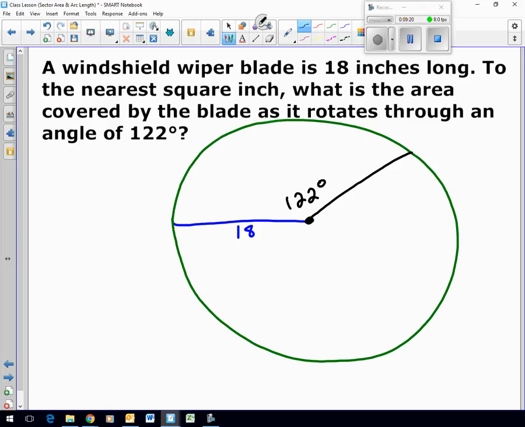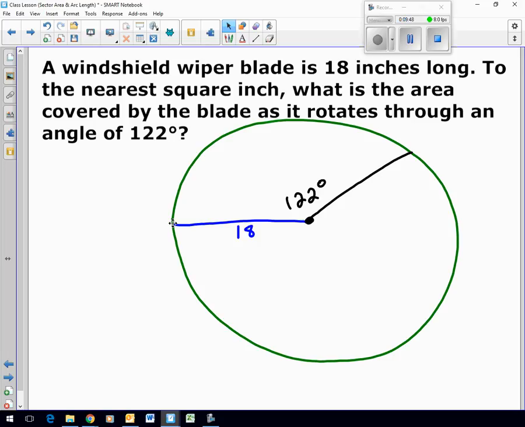If this was my blade, you've seen a car before. I know Maddie doesn't have a car. She probably hasn't seen one. But cars have what's called windshield wiper blades on them. Even mine. Actually, mine has 3 because it's really cool. And it goes back and forth just like this. Even the one in the back windshield is about the size of the desk.